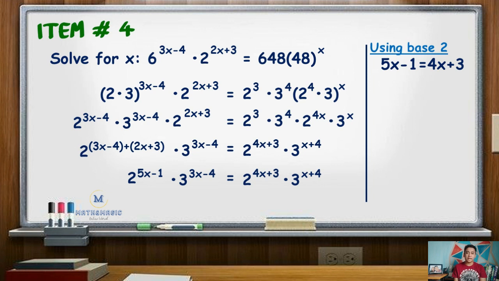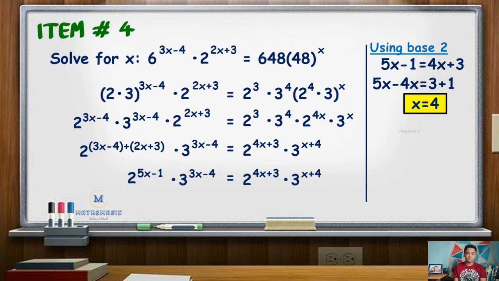Transposing positive 4x to the left side of the equation, we will have 5x minus 4x be equal to 3. Transpose negative 1 to the right side, that will become positive 1. 5x minus 4x is x, that is equal to 3 plus 1 or 4. The value of x for this item is 4.